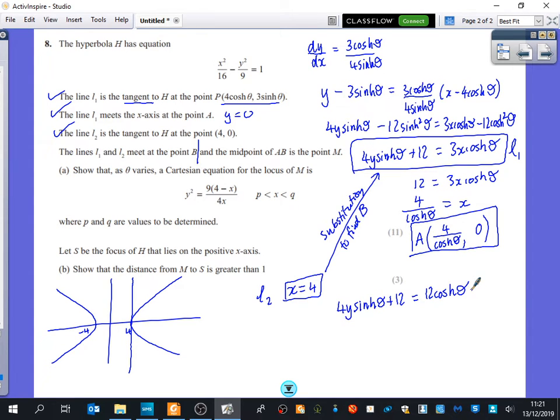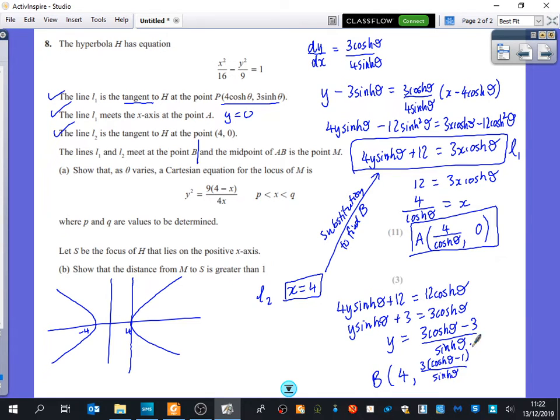We need to try and find out what y is equal to. So what can we divide everything by first? 4, so we get y sine theta plus 3 equals 3 cos theta. So we get y equals 3 cos theta minus 3 over sine theta. So that must mean that the coordinate of B is the x coordinate is 4 and the y coordinate is 3 cos theta minus 1 over sine theta. I've just factorised the top. Everyone with me? Put that in a box, that's going to be important.